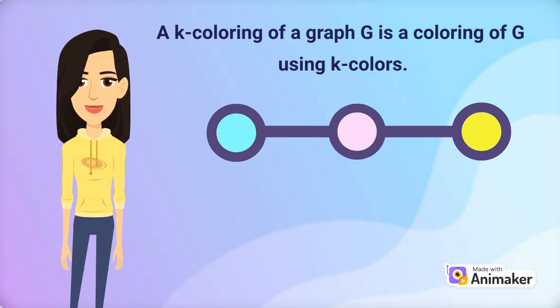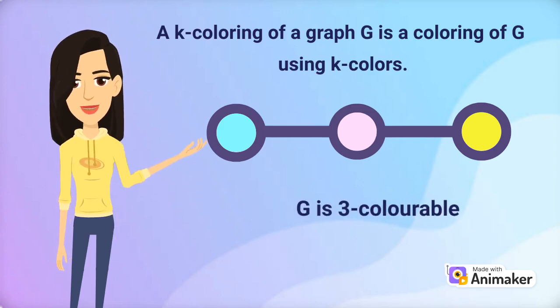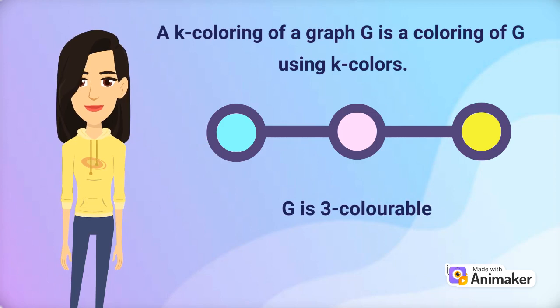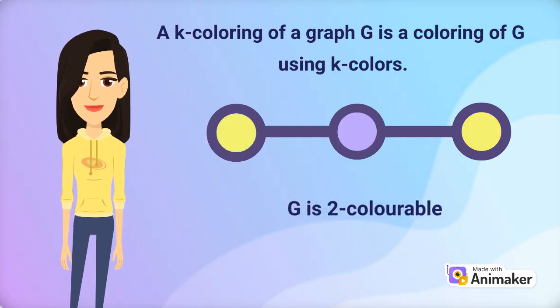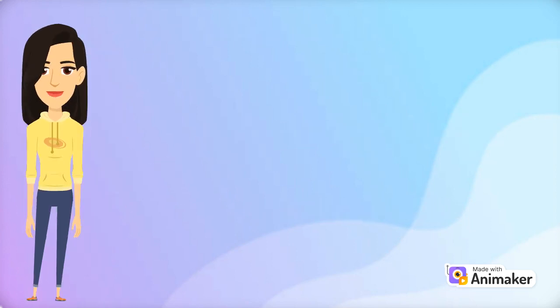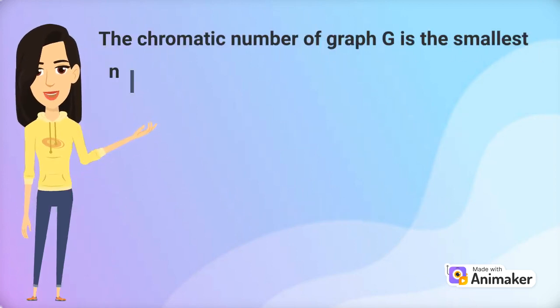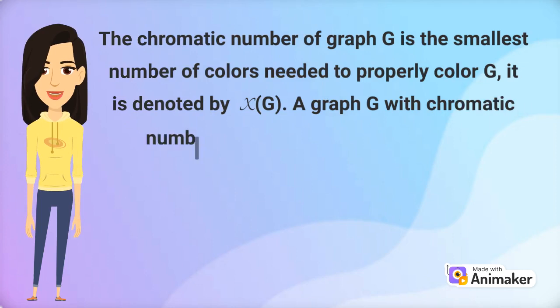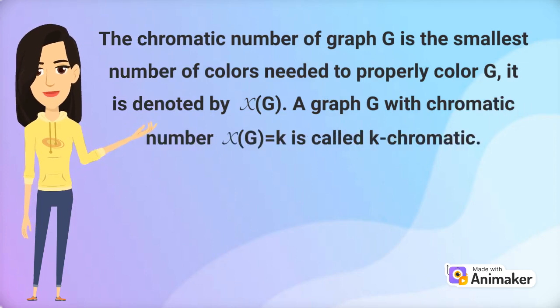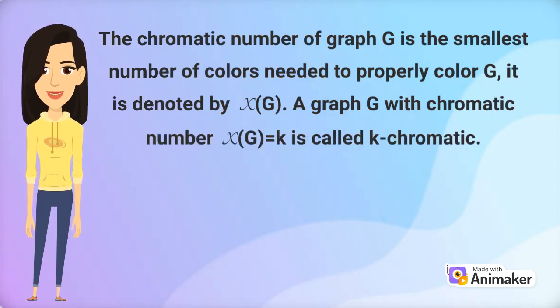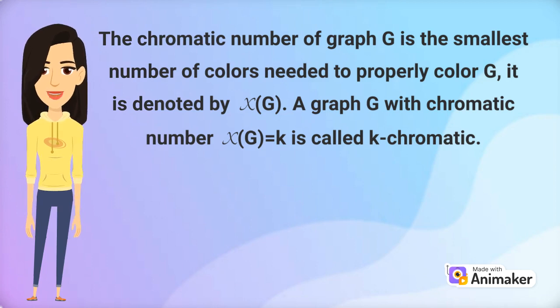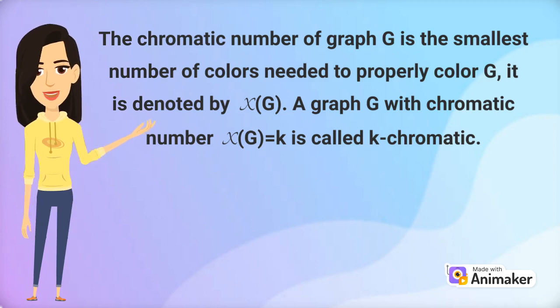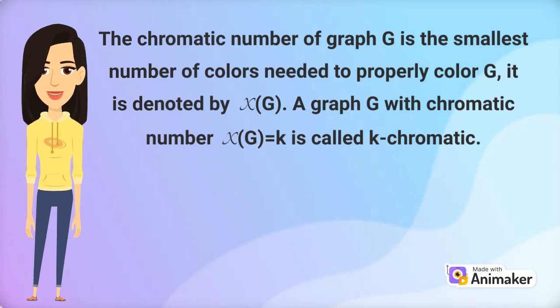In this graph, G is 3 colorable. In this graph, G is 2 colorable. The goal of coloring the graph is to color the graph with the least number of colors. The chromatic number of graph G is the smallest number of colors needed to properly color G. It is denoted by chi of G.